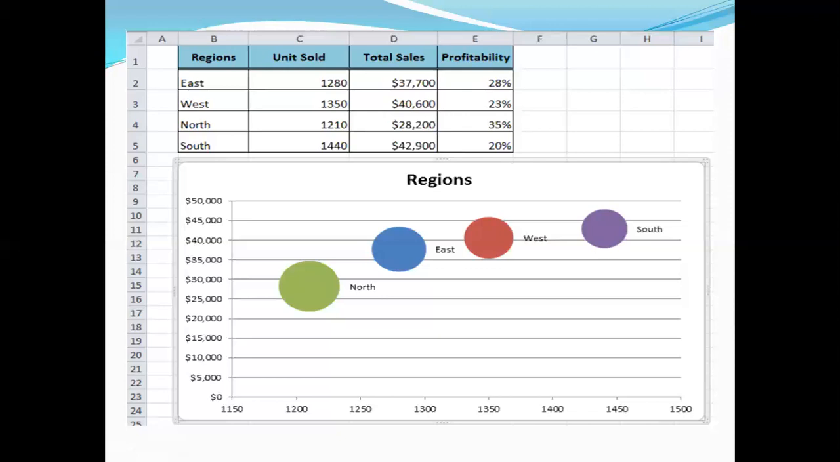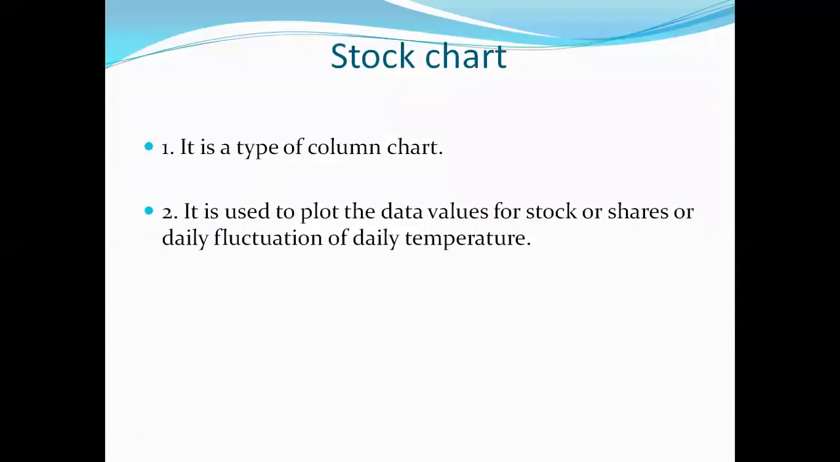You just look at this chart and compare it with the theory points, just to understand what a bubble chart is. Then this is a stock chart. Again, for the stock chart, there will be no more questions asked. You just have to remember that a stock chart is a type of column chart only.